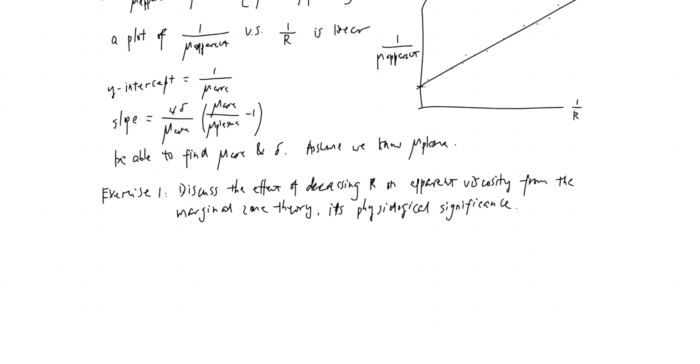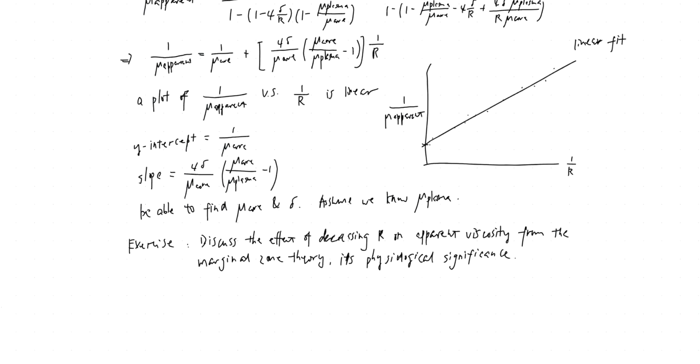Okay, maybe that's it. Let's just leave one exercise and not two. All right, that's all for today. In case you cannot read my handwriting, let me read this exercise again. Discuss the effect of decreasing R on apparent viscosity from the marginal zone theory and its physiological significance.